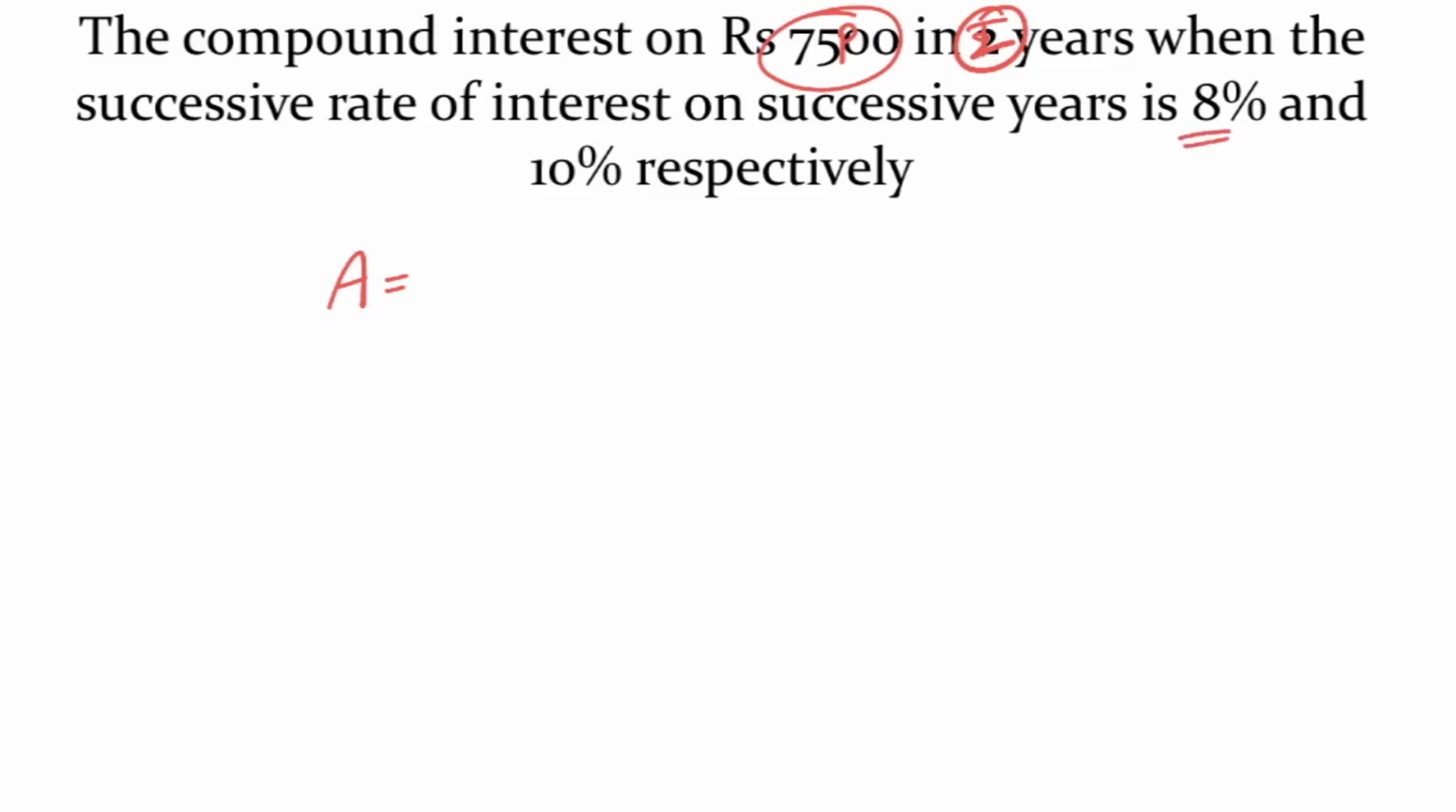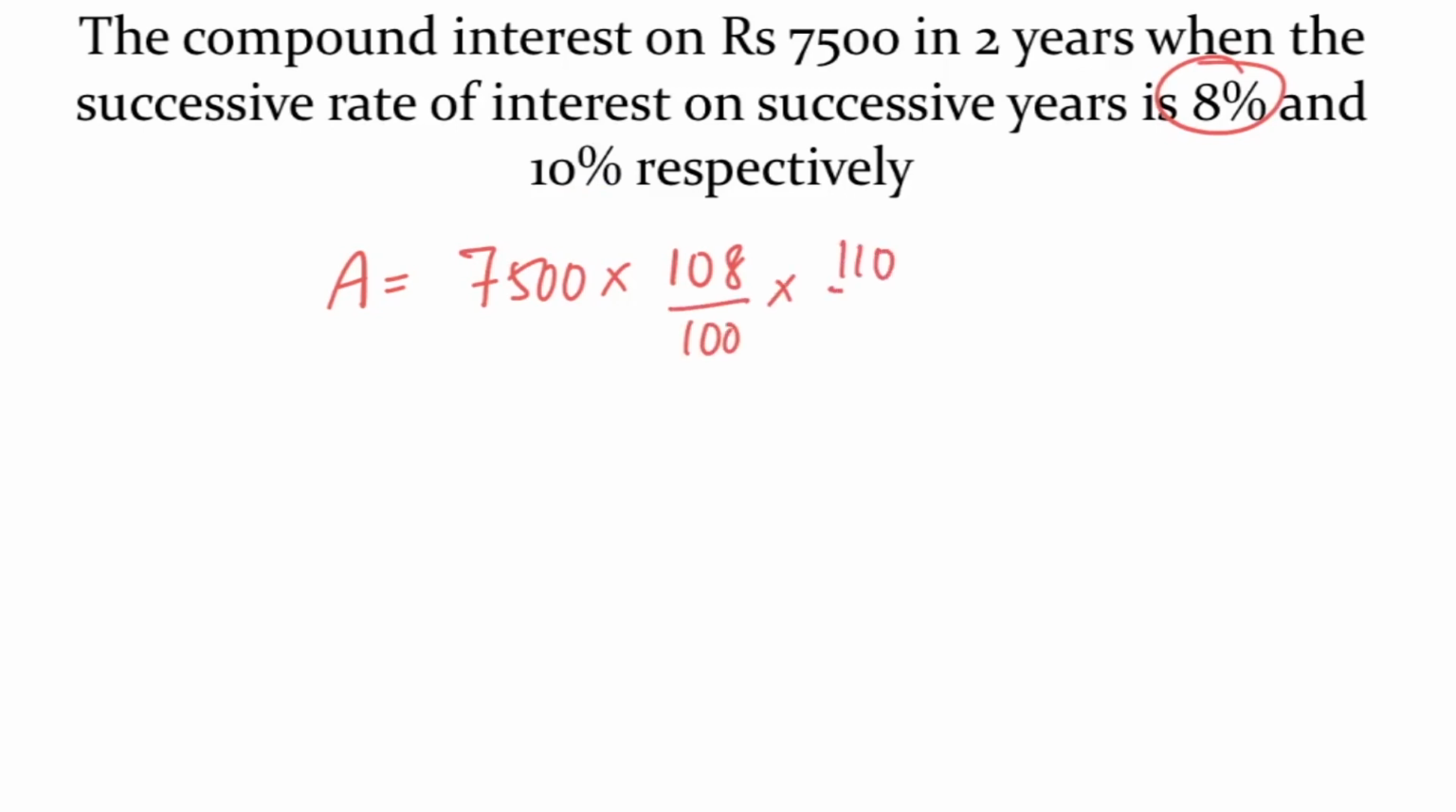First year it is 8%, second year 10%. Rates of interest are different. So the procedure is the same. On 7,500 rupees, first year there is an interest of 8%, 108 by 100. In second year 10% interest, 110 by 100.